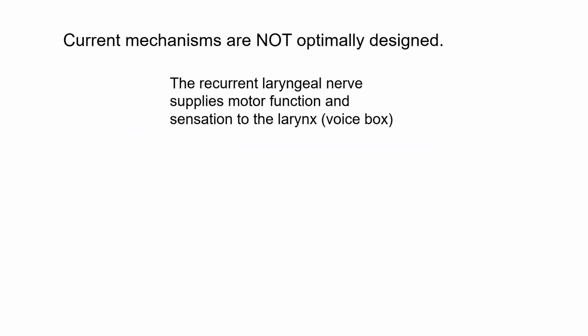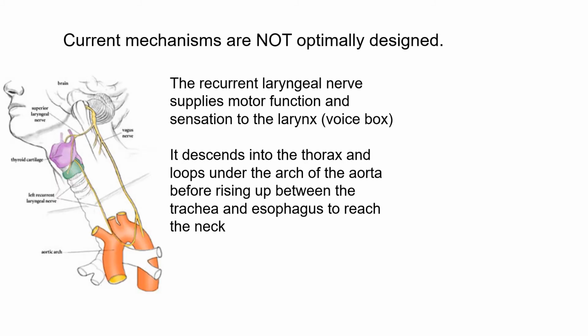The second example I'm going to give here, and this is the last example I'll give for this, and then I'll move on to sexual selection, is the recurrent laryngeal nerve. This is a fun one. So this is a nerve that supplies motor function and sensation to the larynx or the voice box. What it does is it descends from the back of the brain here to the throat here. However, it goes all the way down around the aortic arch. So it goes all the way down below the aortic arch before it comes back up.